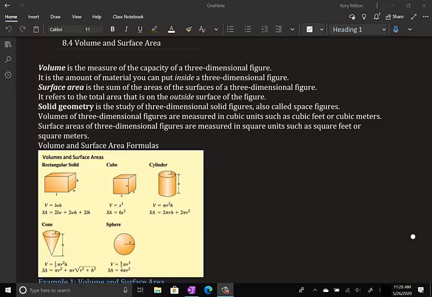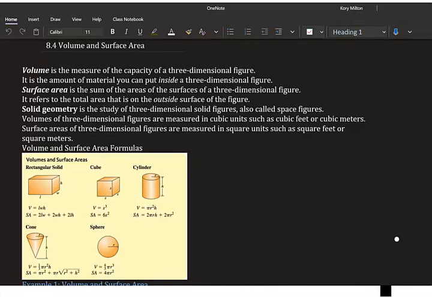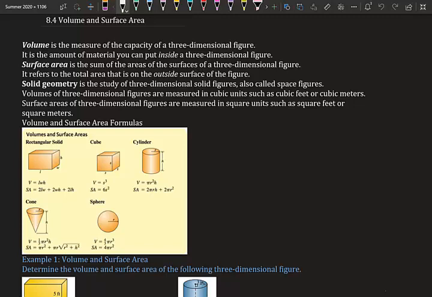8.4 Volume and surface area. So volume is the measure of the capacity of a three-dimensional figure. It is the amount of material you can put inside a three-dimensional figure. It's like how much water you can put in a water bottle.